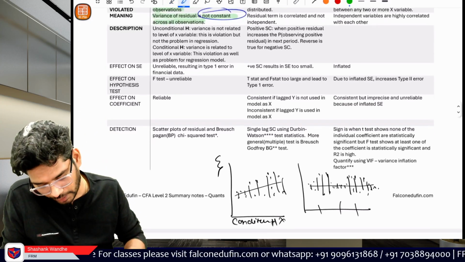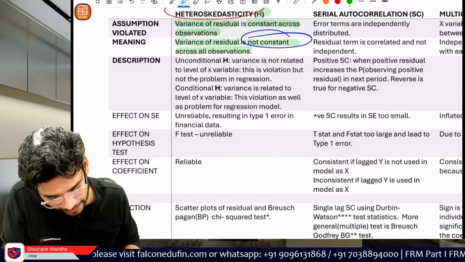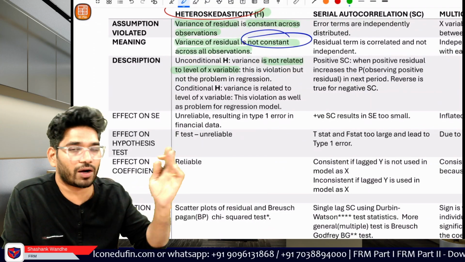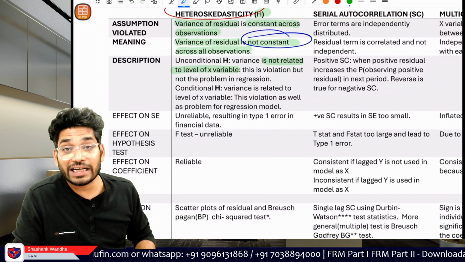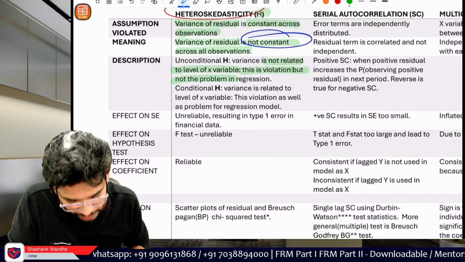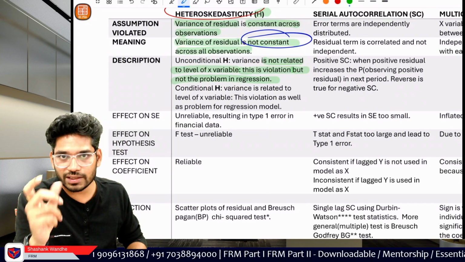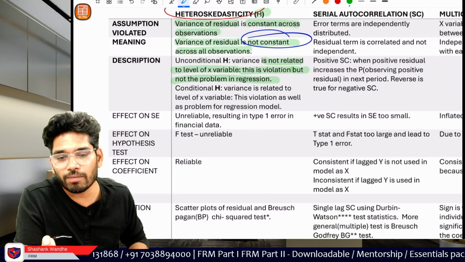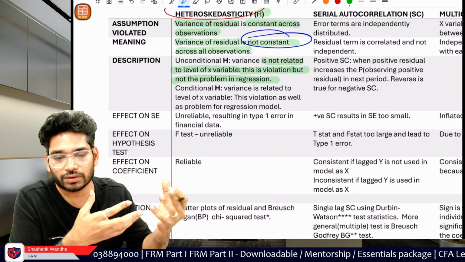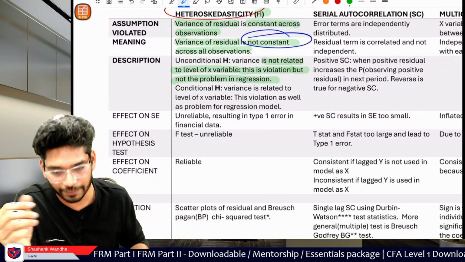Okay, let's see. Unconditional heteroskedasticity is when the variance is not related to the level of the x variable, that is, the higher or lower value of the x, the independent variable, right? This is a violation, but not a significant problem in the regression. So we will say, okay, yes, this is a violation, but we don't have a problem with this. If there is unconditional heteroskedasticity, we will go on with the testing of the regression model and forecasting.